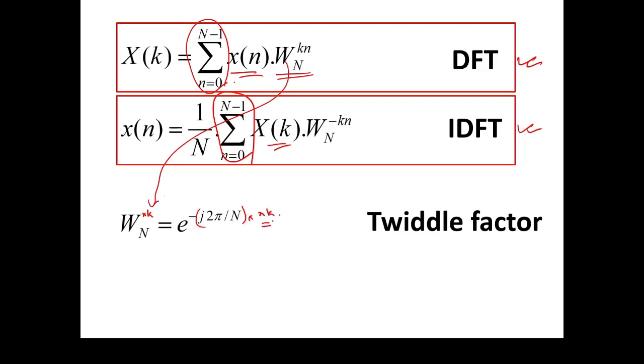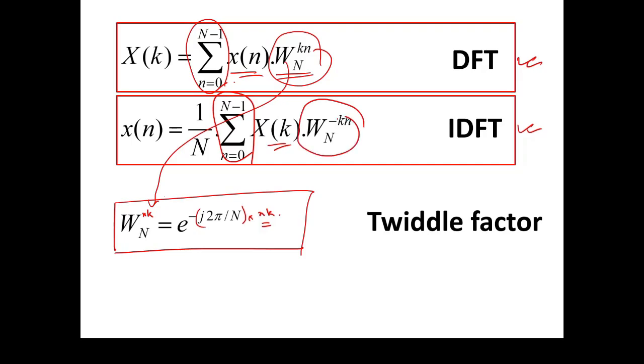Okay, so using this factor, we can go for the calculation of the DFT and IDFT. Now, if you see these two factors, in DFT it is the normal Twiddle factor, in IDFT it is the conjugate of the Twiddle factor because of this minus sign. Okay. And if you see, there is another minus sign over here.